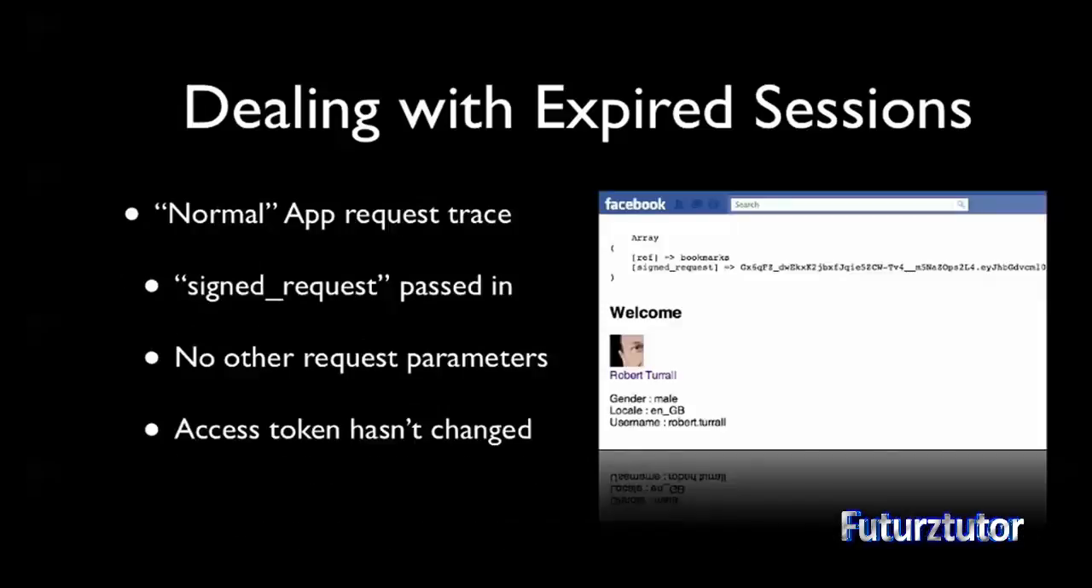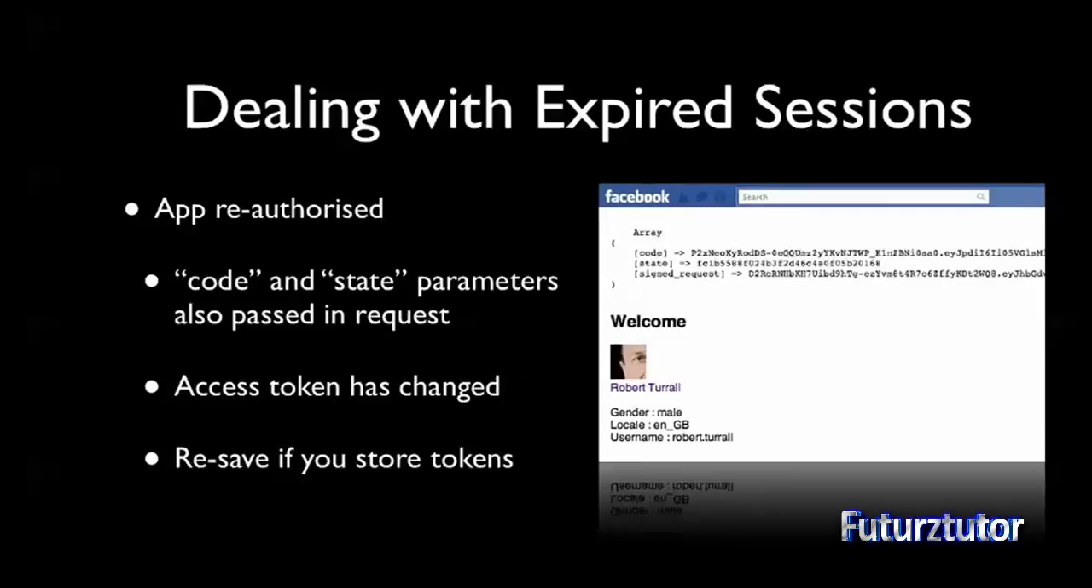If you recall previous examples where we were tracing out the request parameters in the PHP SDK examples, you will remember that we saw a signed request. We may have seen other parameters as well, but no other request parameters relating to sessions were passed into the page. Once the app is reauthorized, we'll see code and state parameters pass through to the page in the request object, denoting that the access token has changed and giving you the clue that you need to resave tokens or refresh tokens stored in variables.